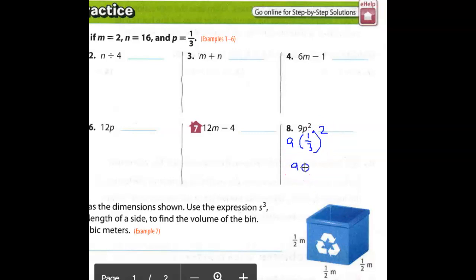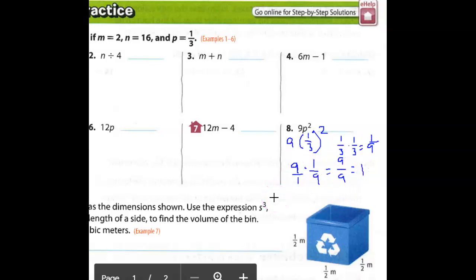So I have 9 times whatever 1/3 times 1/3 is. So let's do that. 1/3 times 1/3. Well, that equals 1 times 1 is 1, and 3 times 3 is 9, right? So now I have 9 times 1/9. How do I multiply a whole number by a fraction? Well, all I do is turn my whole number into a fraction by putting it over 1. So now if I multiply this across, I would get 9 over 9, which is the same as 1, right?